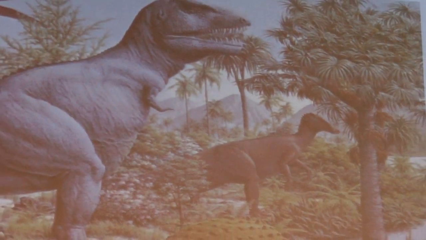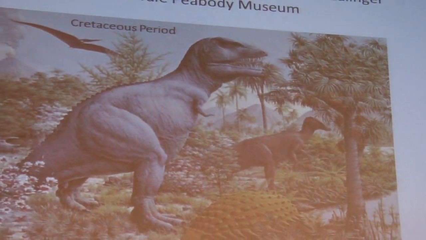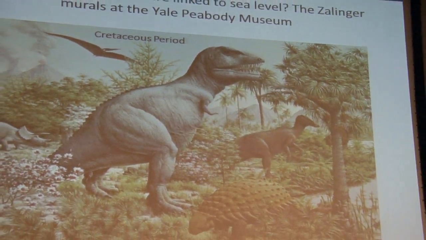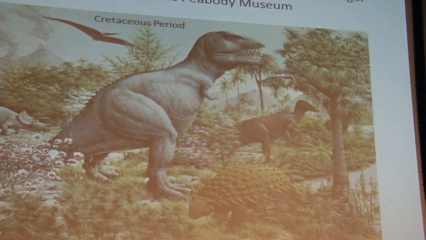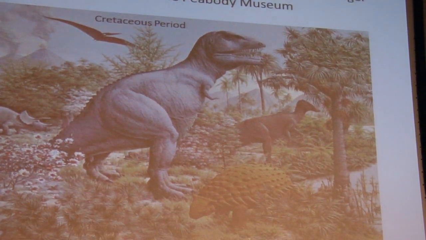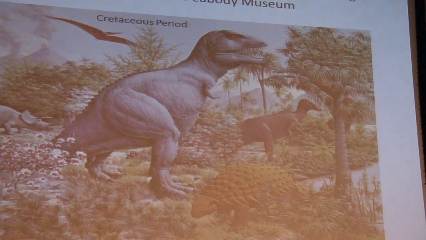This is a picture, which I'm sure some of you would have seen, of the Zallinger murals at the Yale Natural History Museum. It depicts the Cretaceous, a time about 100 million years ago when climate was really warm, and you can see all the different dinosaurs getting along really well, and there's lush vegetation and so on. So why was climate warm?